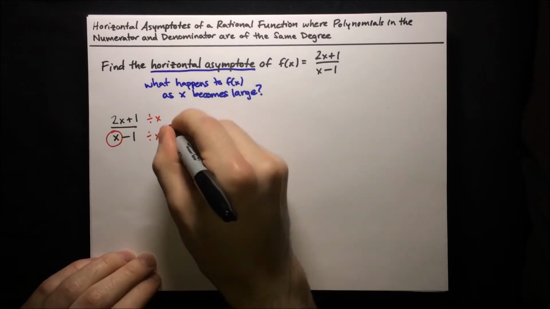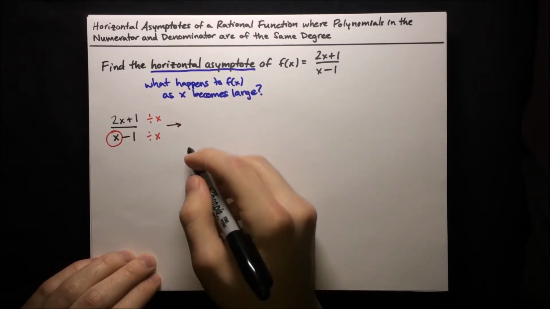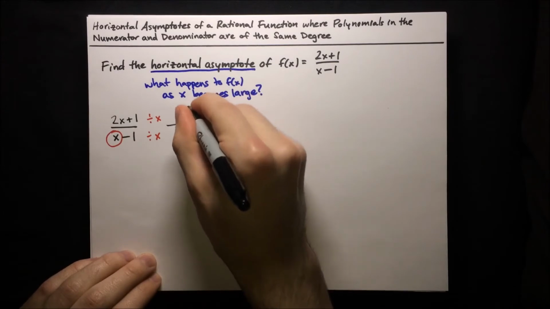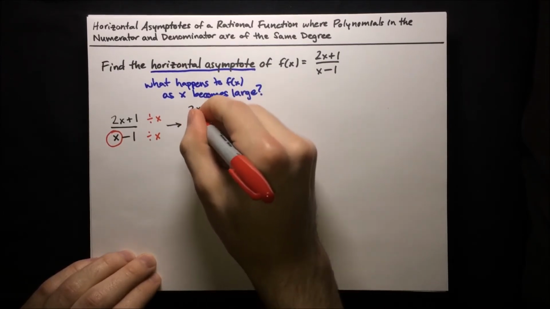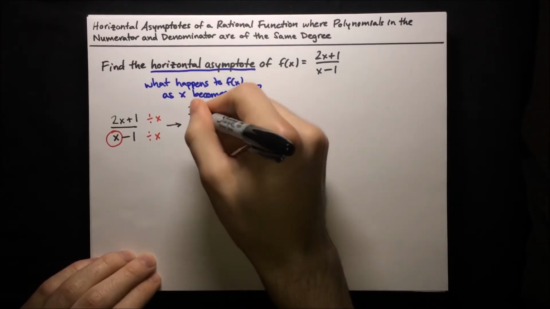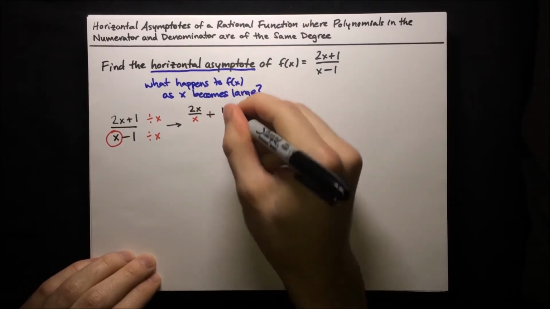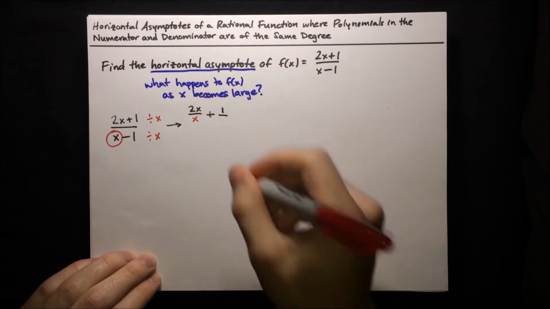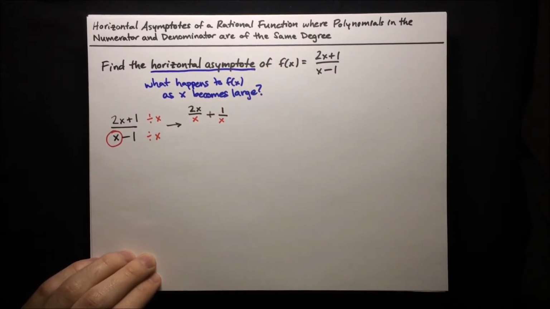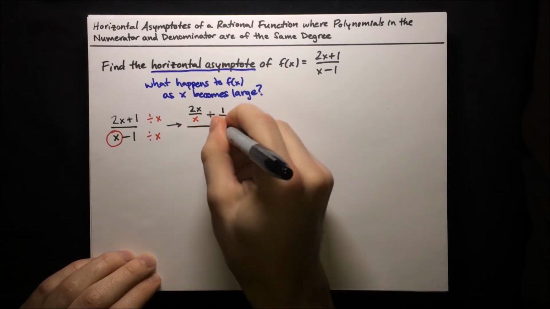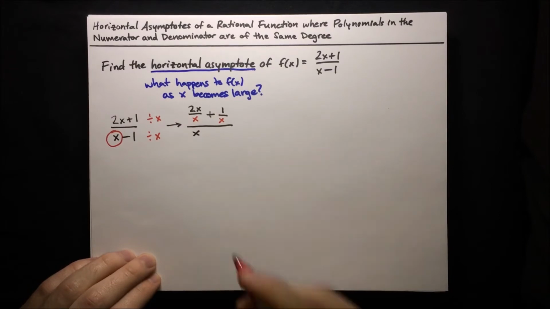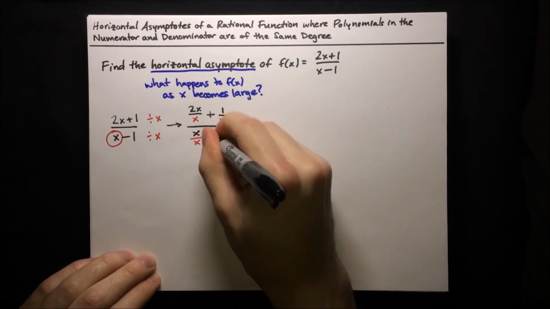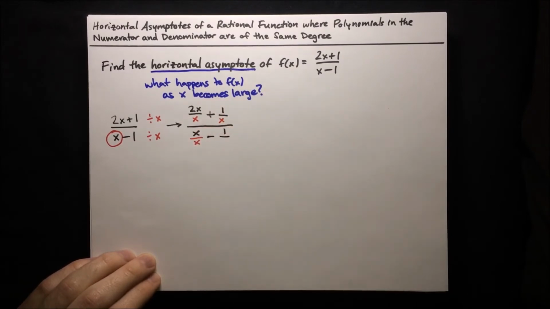And let's write what our fraction comes out to when we do that. So here we've got each term divided by x, so 2x divided by x, and then plus 1 divided by x, plus 1 over x. That's all from the numerator. And then on the denominator, a similar thing happens. So we've got x divided by x, and then we've also got negative 1 divided by x. So minus 1 divided by x.